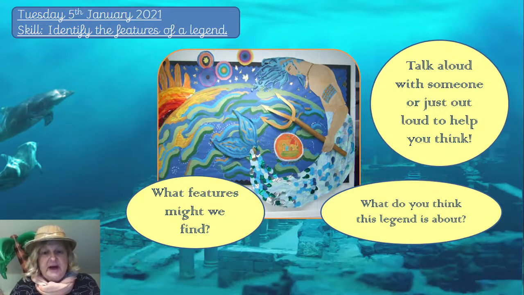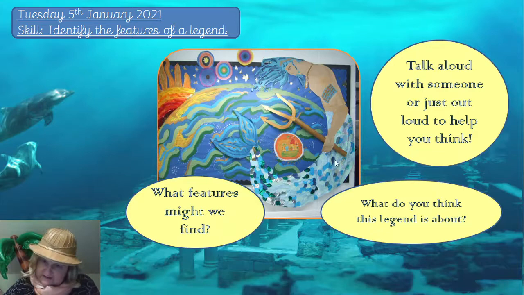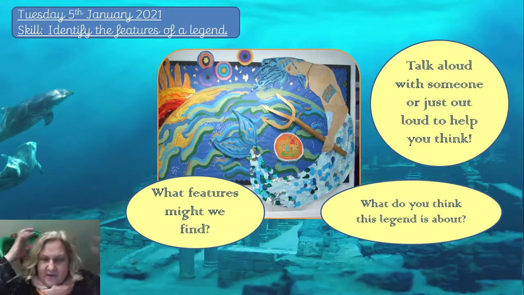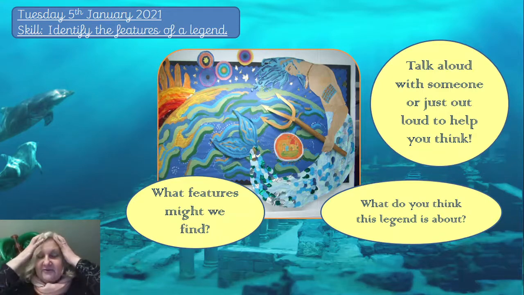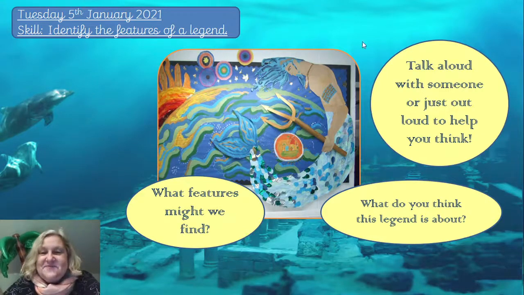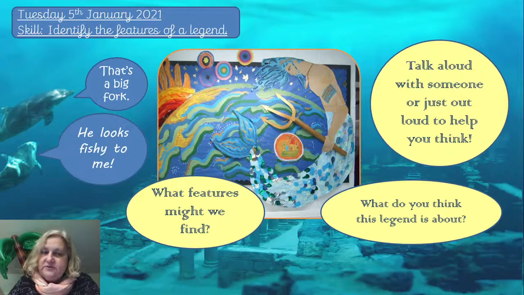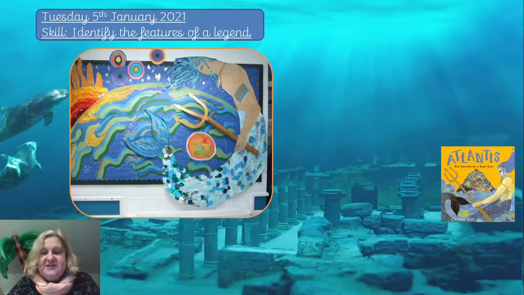So think about those features in here, where you've got this sort of fish-type person. I'm just going to take my exploring hat off because it's slightly getting on my nerves now, and I've got hat hair, I'm sure. So we'll have a little look at that. He's got a big fork, and this little dolphin is saying he looks fishy to me. He does look fishy, doesn't he?